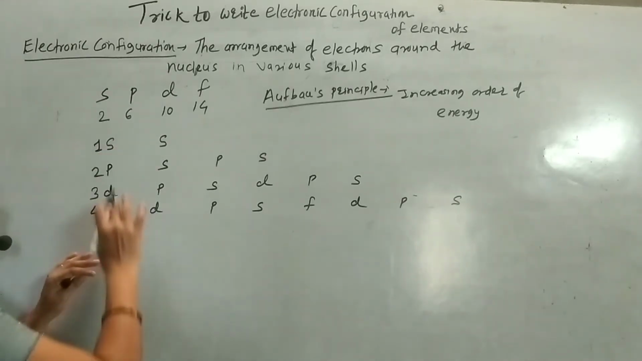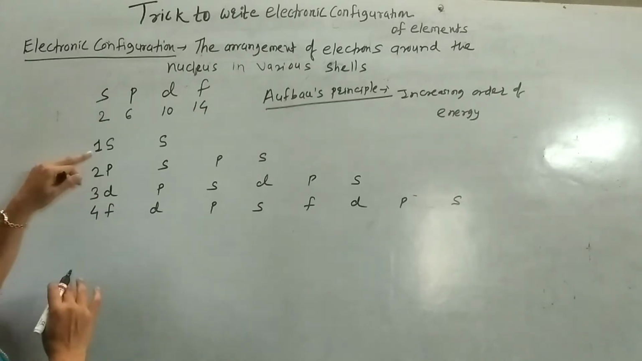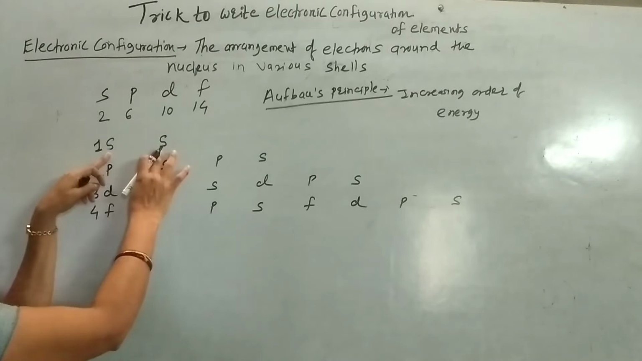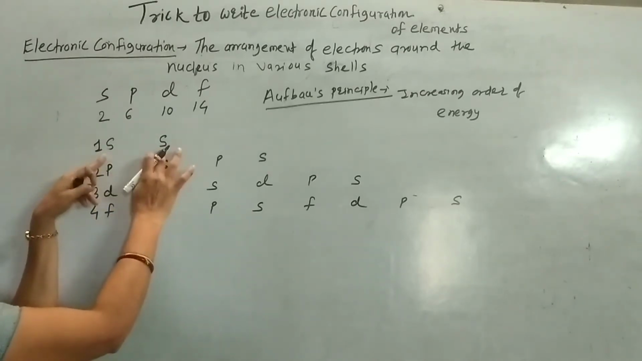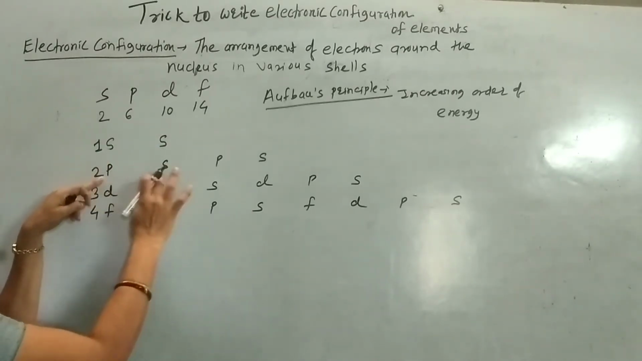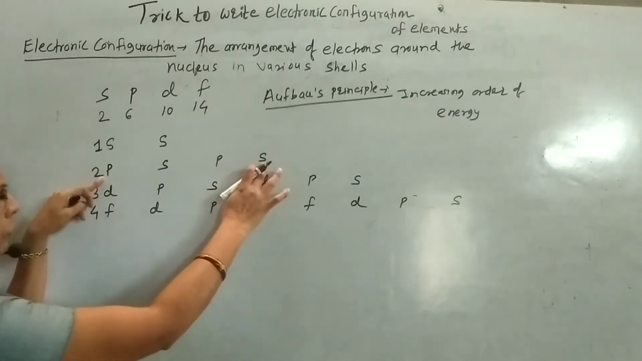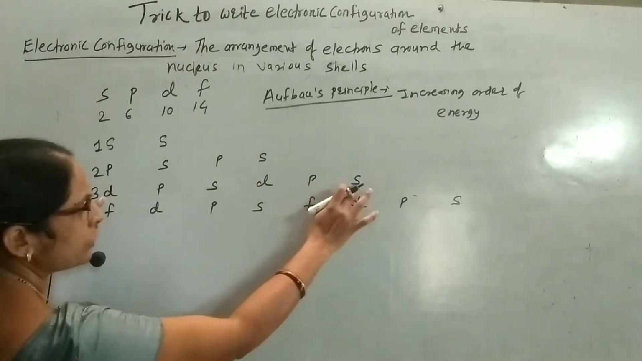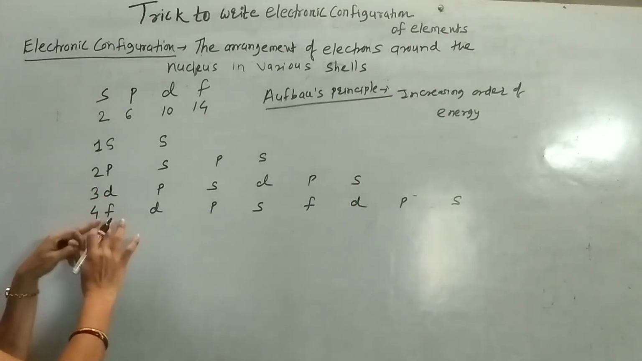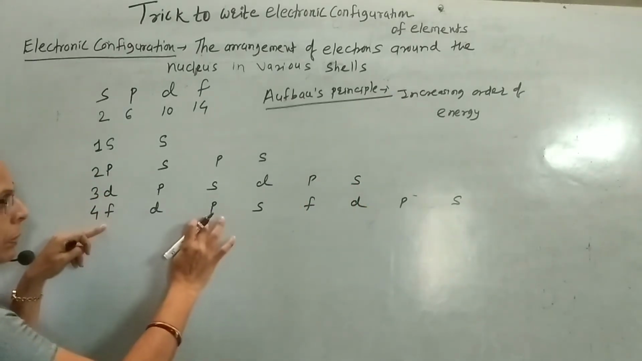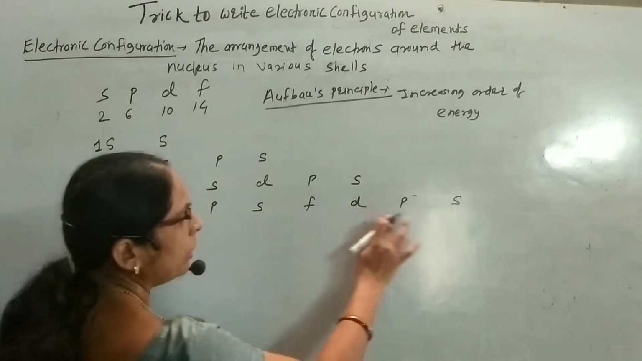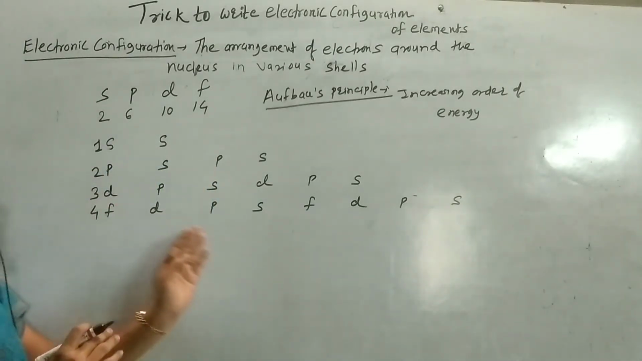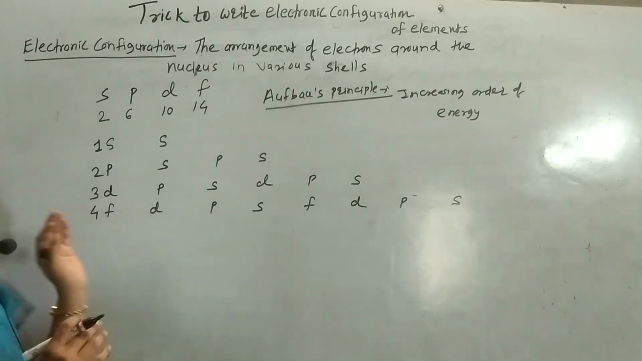For this I give a simple trick. I can first write 1s like this way. S S, so remember it as school, then public school, Delhi public school, then F for Farooq, Delhi public school. If you remember it like this, it is easy to remember and to write the electronic configuration.